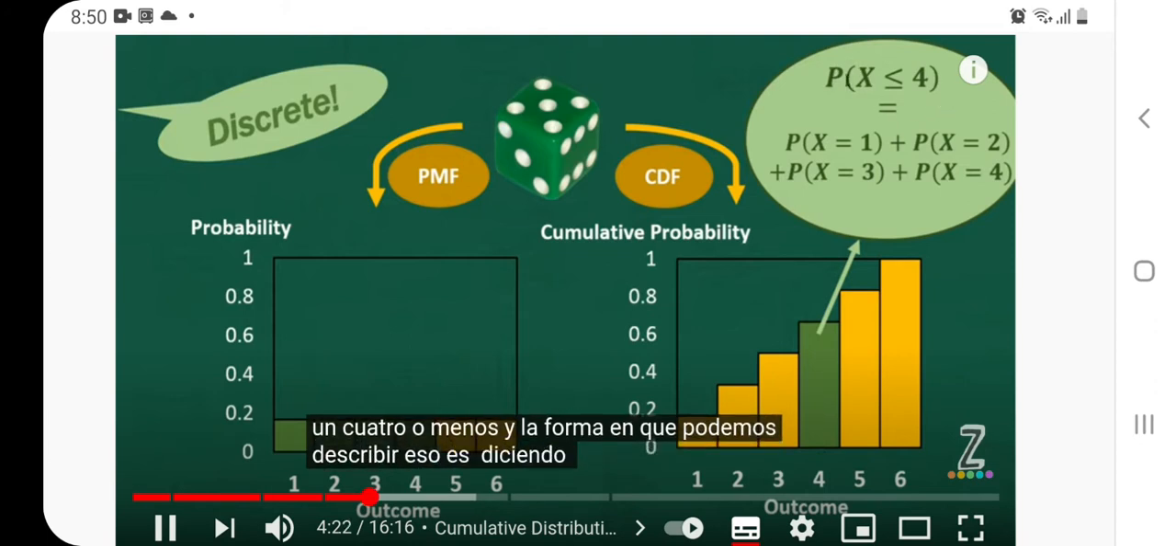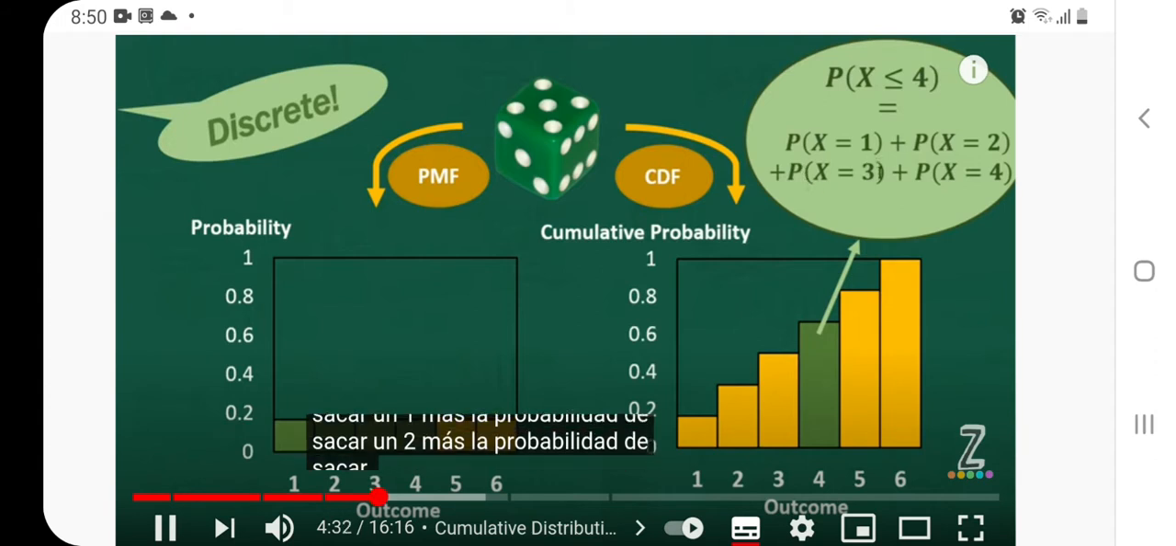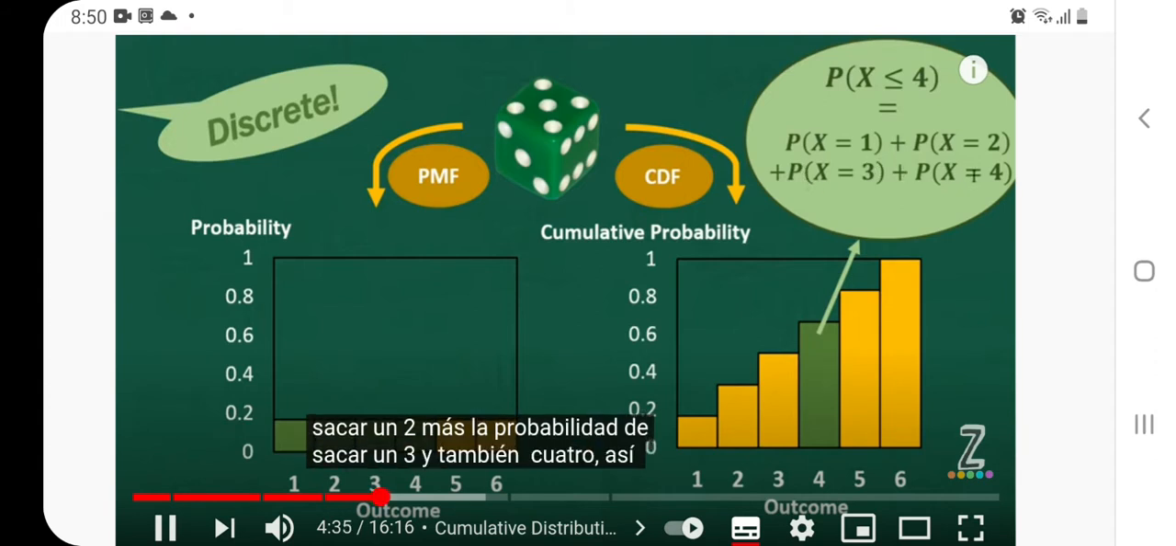And the way we can describe that is by saying the probability of x being less than or equal to 4. So in other words, we have to sum up the probability of rolling a 1 plus the probability of rolling a 2 plus the probability of rolling a 3 and also 4. So what's essentially happening here is we're summing up all of the areas of 1, 2, 3, and 4 on this side. You can see if you kind of stack these little bars together, you'll get the height at 4.